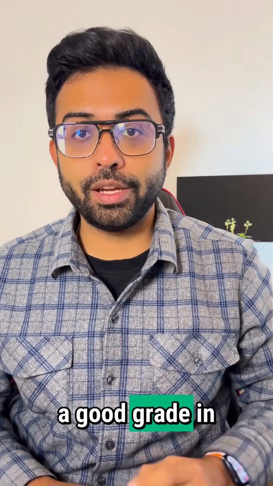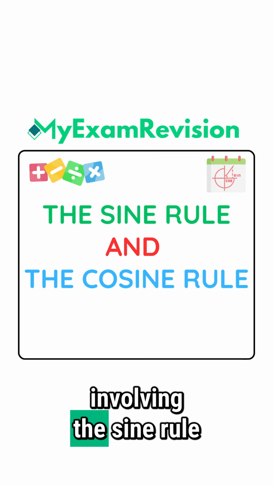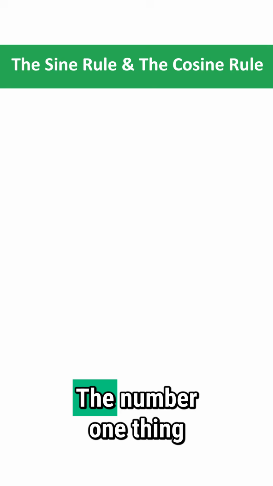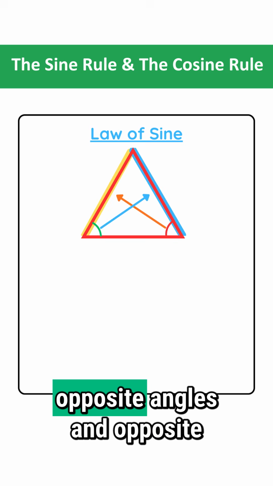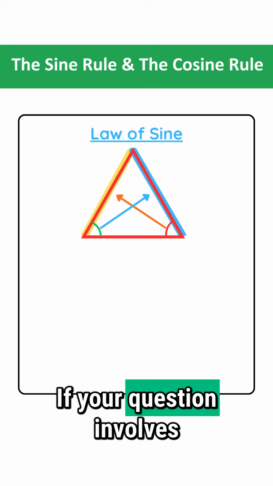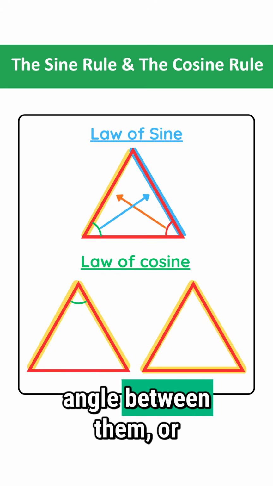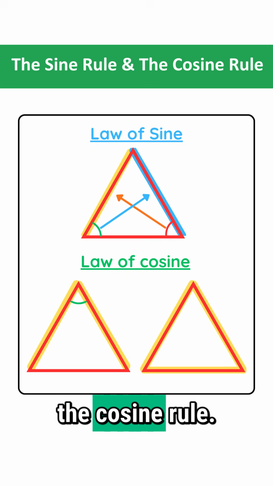You will never get a good grade in GCSE Maths if you keep getting stuck on questions involving the sine rule and the cosine rule. The number one thing you need to remember is this. If your question involves opposite angles and opposite sides, you use the sine rule. If your question involves two sides and the angle between them, or all three sides and you need to find an angle, you use the cosine rule.